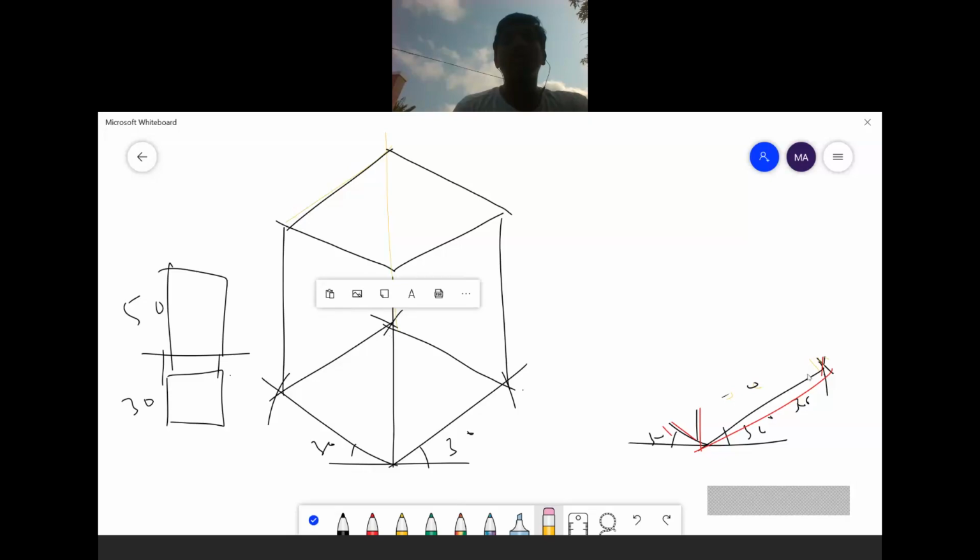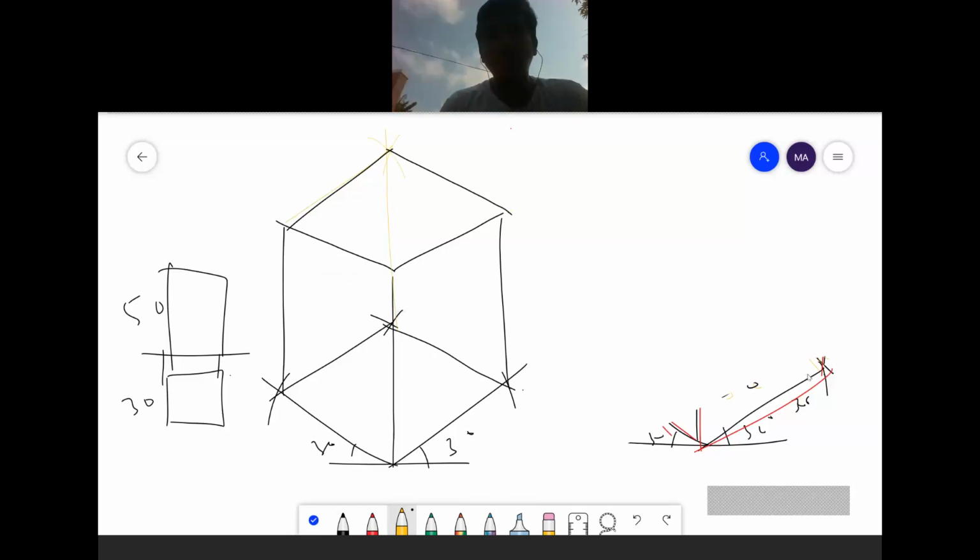From this top vertex, I'm extending 50, or else you can do one thing: you can cut from here, you can cut 30, from here you can cut 30. You can join these two lines as well. Understand? It will form a square prism.